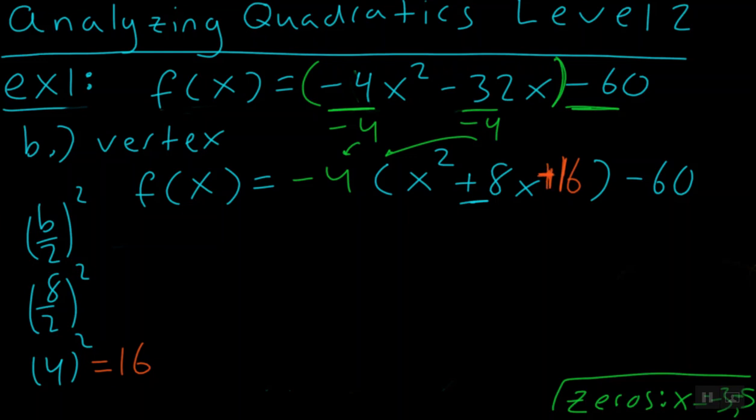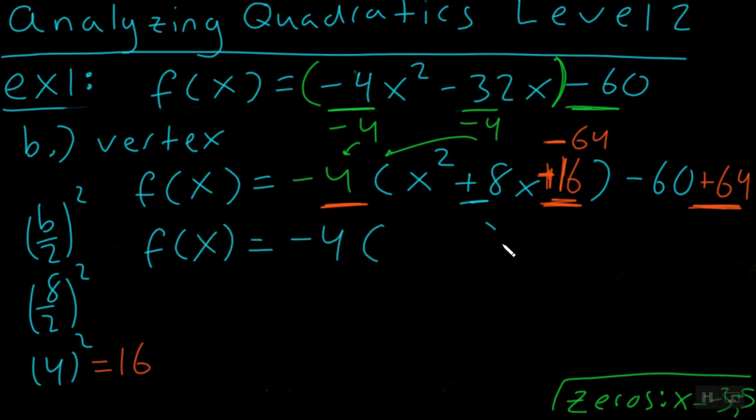Now this is where I get a little bit concerned. So notice I didn't actually add a positive 16. I added a positive 16 times -4. So what is positive 16 times -4? That is actually a -64. So what do I need to balance out a -64? Well, a positive 64. And from this point, I can start to simplify my final problem. I have f of x is equal to -4, parentheses, x plus or minus something squared.